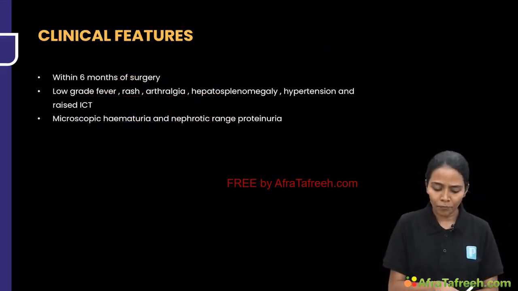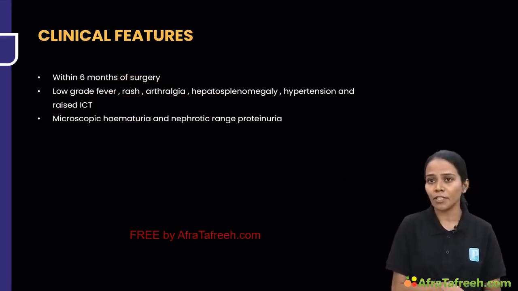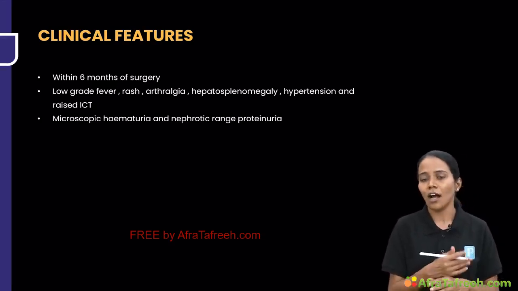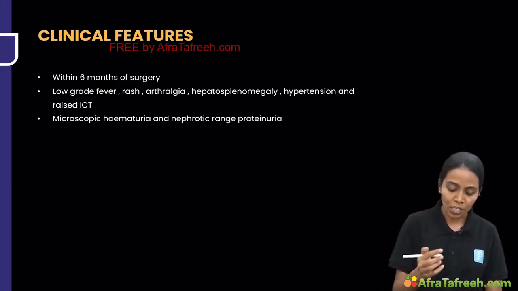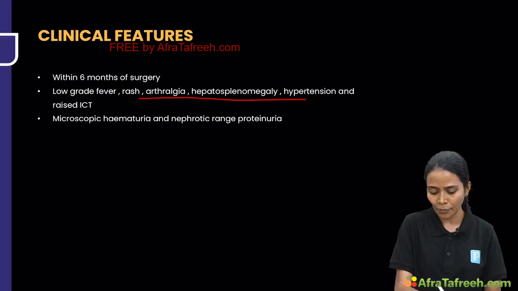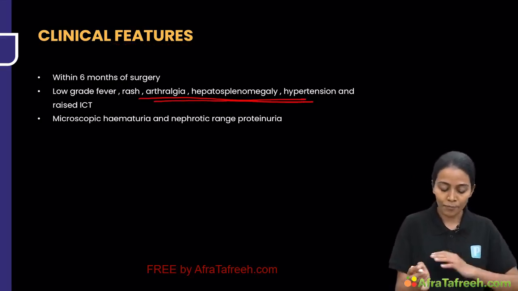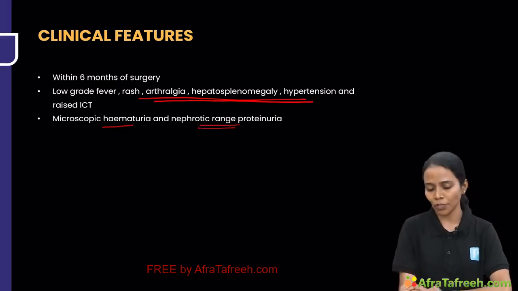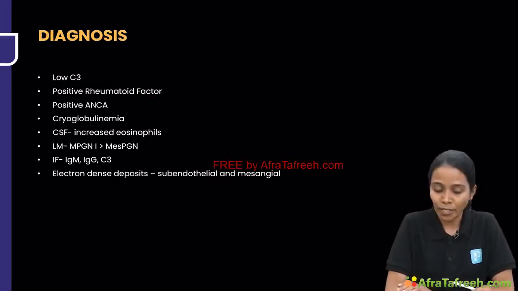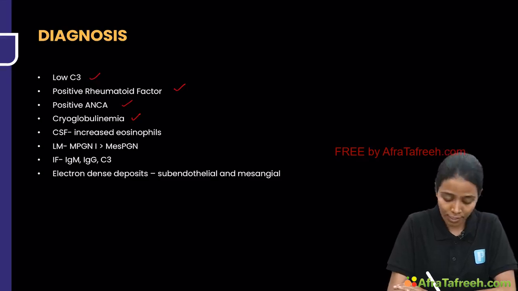Okay, now coming to the clinical features, generally it can happen within 6 months of the surgery. Patient presenting with low-grade fever, rash, arthralgias, hepatosplenomegaly, hypertension and raised intracranial tension. So this will happen because it's like an immune phenomenon, right? So immune phenomenon causing glomerulonephritis can present as all these. Now there can be microscopic hematuria and also nephrotic range proteinuria in these patients. Diagnosis is by low C3, positive rheumatoid factor, positive ANCA, cryoglobulinemia. CSF will show increased eosinophils.